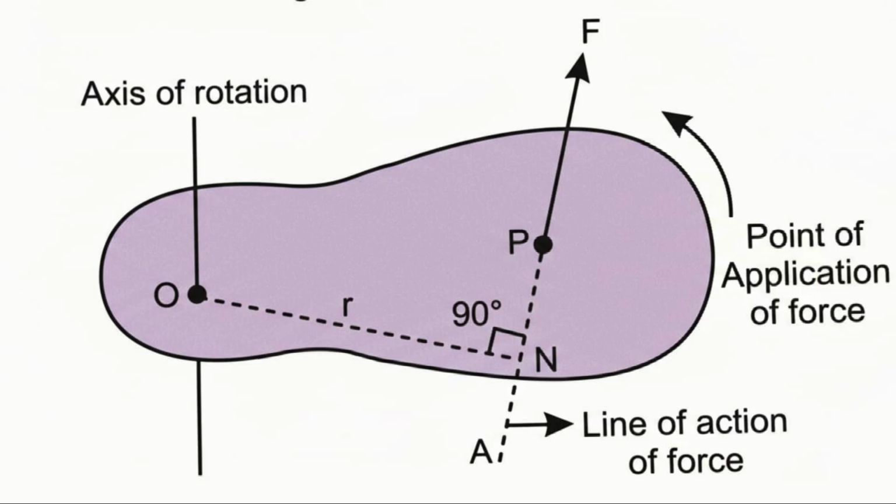Now let us consider a rigid body which is pivoted at point O. When some external force F is applied on the body horizontally such that its point of application is P, while the line of action of force is along AP, then this force will not be able to produce any linear motion because the body is pivoted at point O and is not free to move. However, this force rotates the body about a vertical axis which is passing through point O in anti-clockwise direction. Now, this force is said to be exerting a torque on the body.